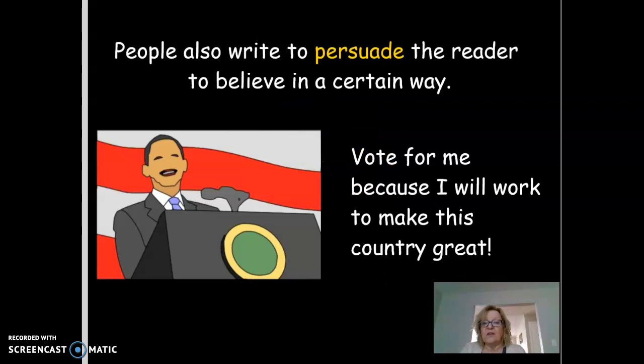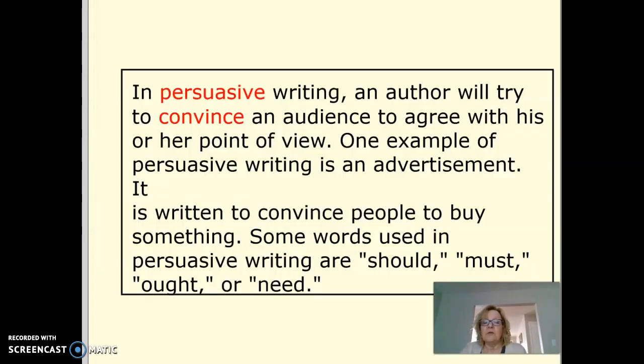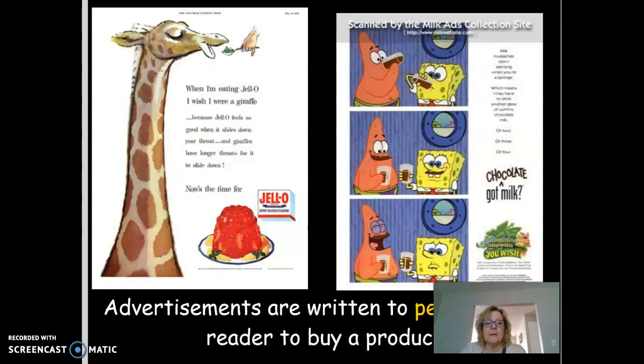Another author's purpose is to persuade the reader to believe in a certain way. Vote for me because I will make this a great country. In persuasive writing, you try to convince someone to agree with a viewpoint. One example is advertisements. Some words that are used are should, must, ought to, need.